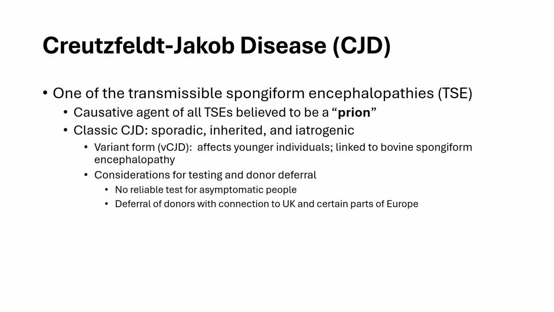Creutzfeldt-Jakob disease is one of the transmissible spongiform encephalopathies. The causative agent of all spongiform encephalopathies is believed to be a prion. So this occurs sporadically, and it can be inherited. It can also just be acquired through medical procedures. There's also a variant Creutzfeldt-Jakob disease, and this affects younger individuals, and it's linked to bovine spongiform encephalopathy, or mad cow disease. So considerations for blood donations: there is no reliable test that exists for asymptomatic carriers. So donors with connections to the UK and certain parts of Europe are deferred to reduce this risk.